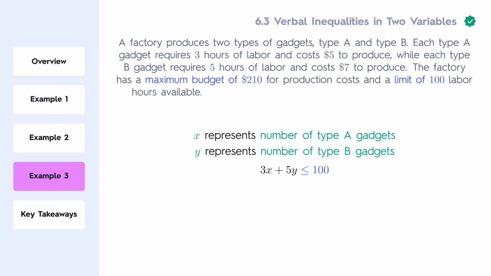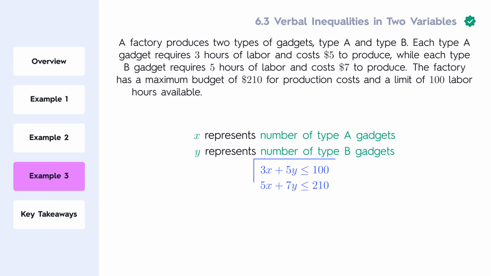Now, let's look at the cost constraint. Each Type A gadget costs $5 to produce, so the cost of producing X Type A gadgets is 5x. Each Type B gadget costs $7, so the cost of producing Y Type B gadgets is 7y. Together, the total production cost is 5x plus 7y. Given the maximum budget of $210, we write the second inequality.